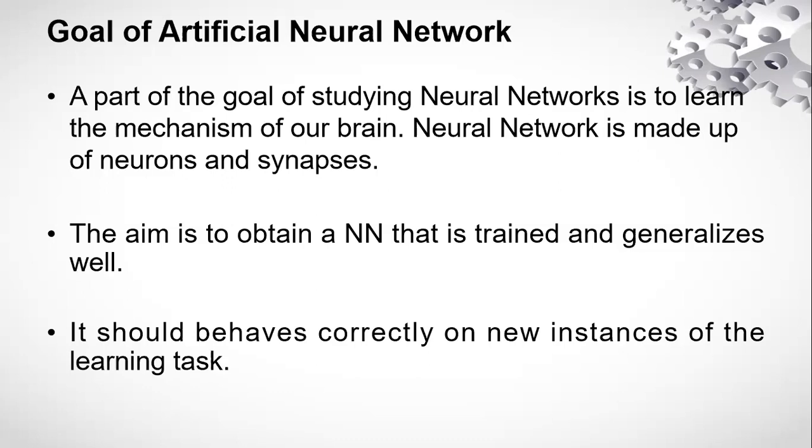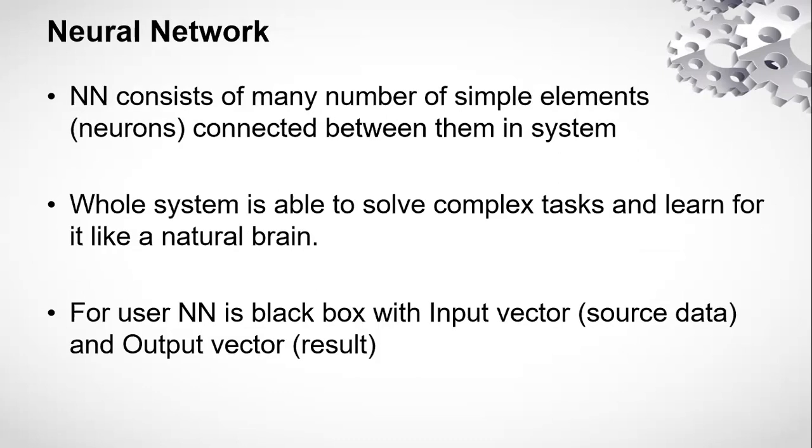We'll just slowly and gradually move on, and then we are going to get the understanding of this specific term, because this is not a simple term which can easily be understood by just one or two slides. So a neural network consists of a number of simple elements. When I say simple elements, I am talking about the neurons. These are connected between them in a system. The whole system is able to solve complex tasks and learn for it like a natural brain.